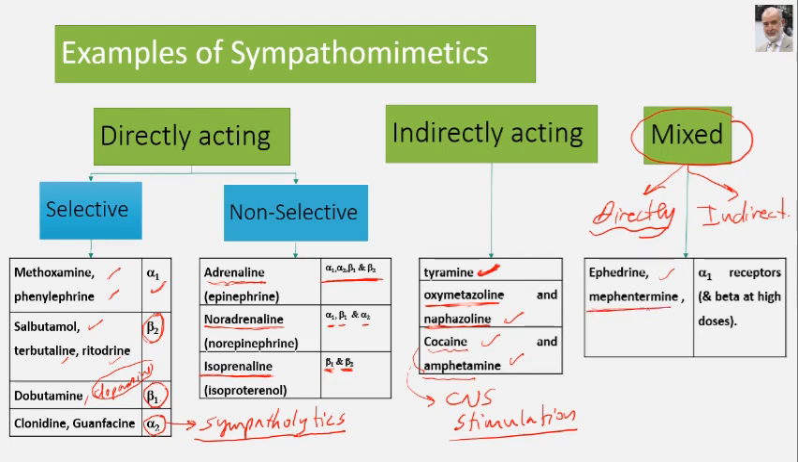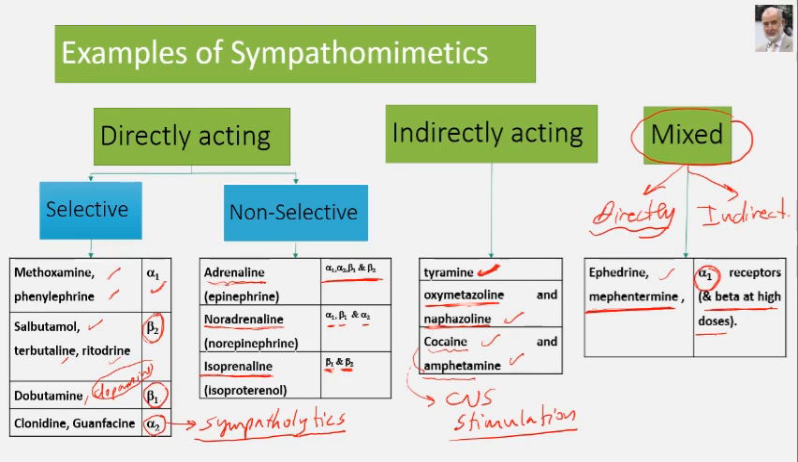Mephenteramine is another example. Both ephedrine and mephenteramine have very specific clinical uses. They act as alpha 1 agonists. At high doses, they act as beta 2 agonists, and they can release noradrenaline from the adrenergic nerve terminal as well.